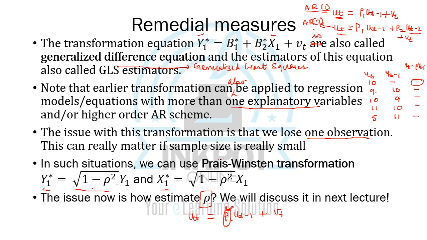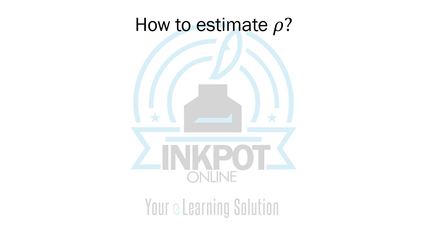In the last lecture, we had discussed that one can use a Prais-Winsten transformation also, and the challenge there was how to estimate rho. So in this lecture, we'll discuss how we can estimate rho for the Prais-Winsten transformation, and the first way would be to assume that rho is equal to 1.